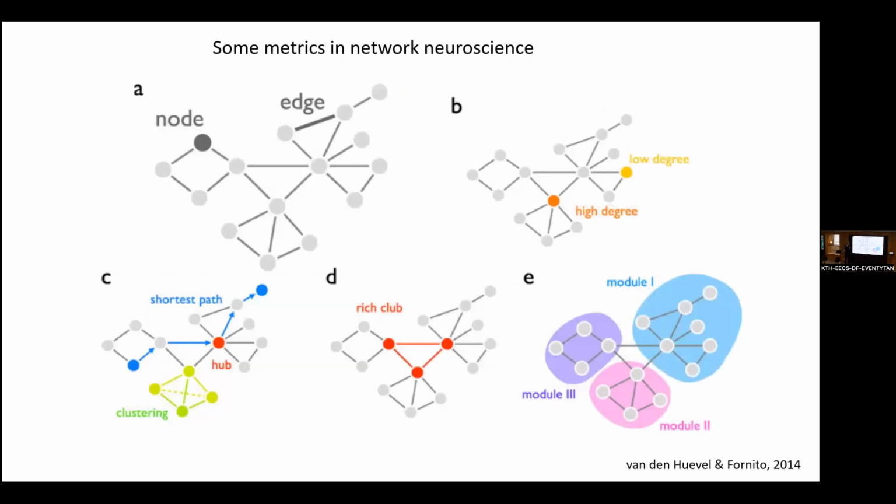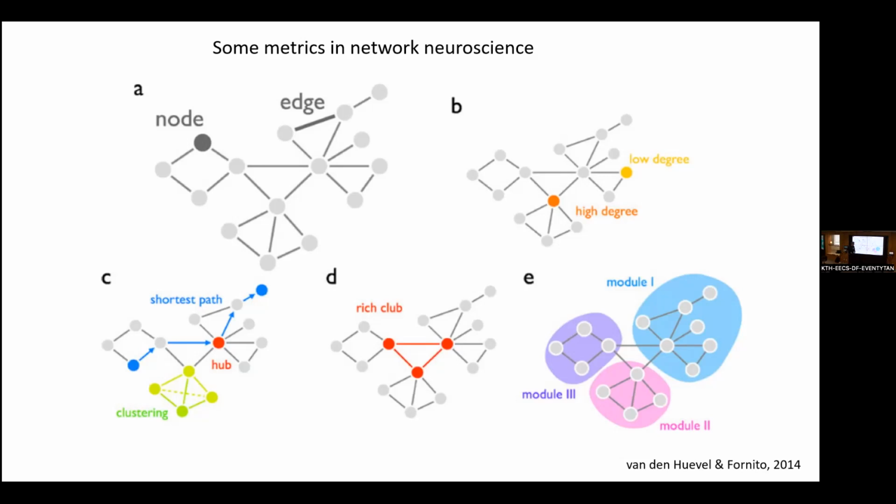So this is just a sample. There is a plethora of network metrics coming from graph theory, basically, in mathematics, that you can apply to network-based models of connectivity. I'm just highlighting a few here. So you have nodes and edges, which is an abstraction of this parcellation of the brain. And you can talk about high degree, where some nodes are connected to many other regions, and low degree, or fewer connections.